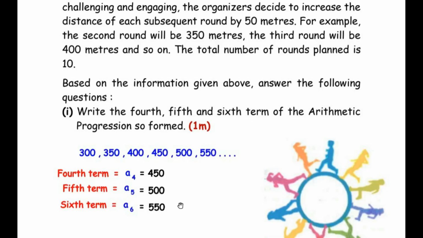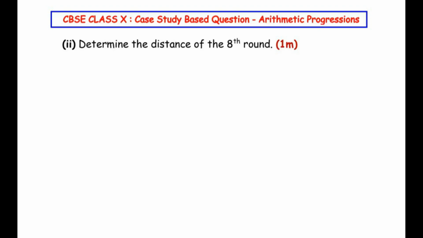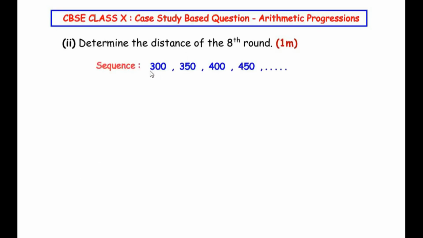Let us move on to the next sub-question. Determine the distance of the 8th round. So here we have to find out the distance at the 8th round. There are 2 ways to find out the answer. One is just by extending the sequence. So let me just show it over here. This was the arithmetic progression or sequence we generated. So this was the first term, second term, third term, fourth term. You can just keep on extending it till the 8th term. That will give you the distance of the 8th round.